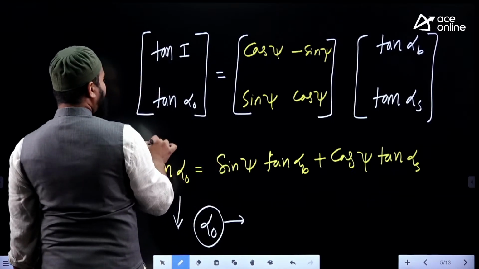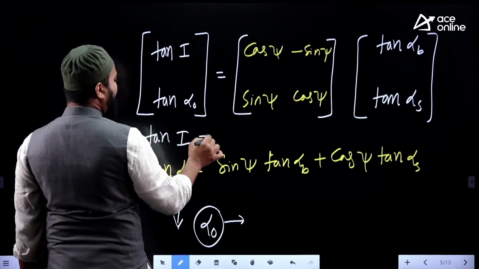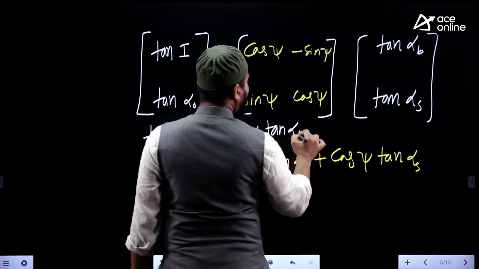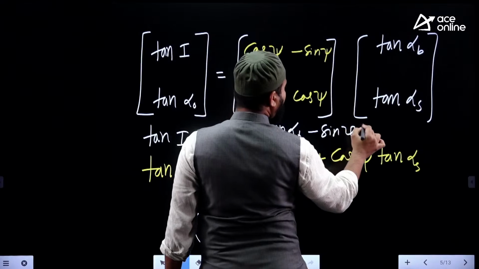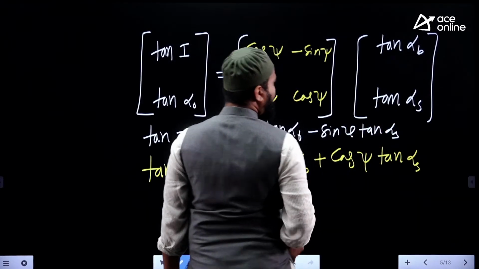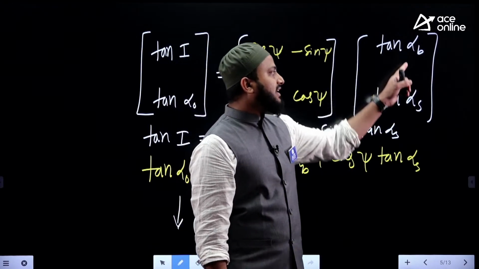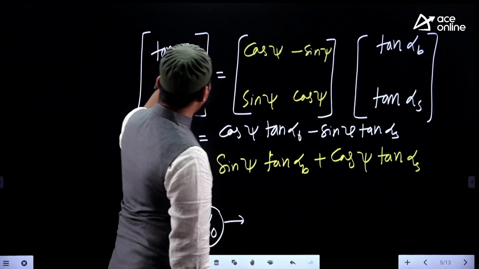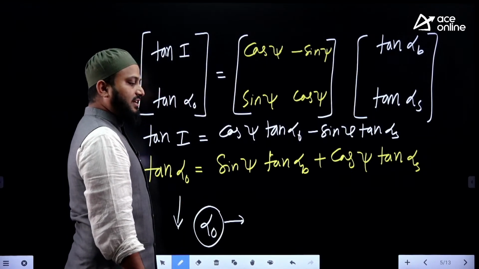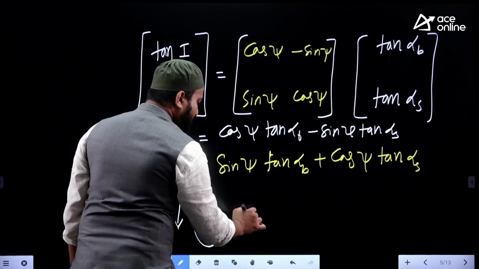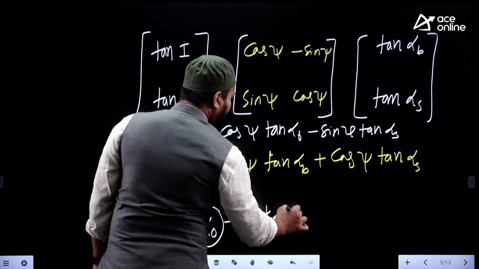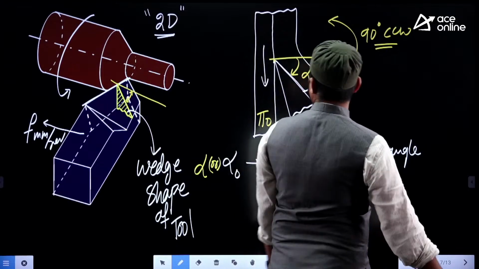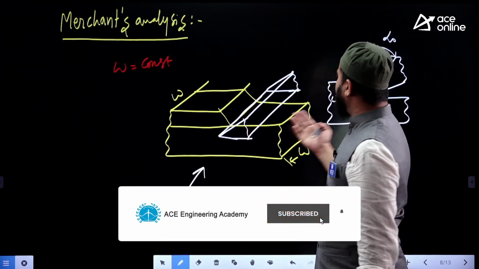In that, it is the second equation, whereas the first equation will provide the inclination angle. The inclination angle is cos psi tan alpha b minus sin psi tan alpha s, where alpha b and alpha s are the back rake and side rake of the ASA, and psi is the side cutting edge angle. The inclination angle and orthogonal rake, both we are getting. But the most important is this orthogonal rake to perform the analysis. So once we reach the orthogonal plane and orthogonal rake, then the analysis will be much easier for us.